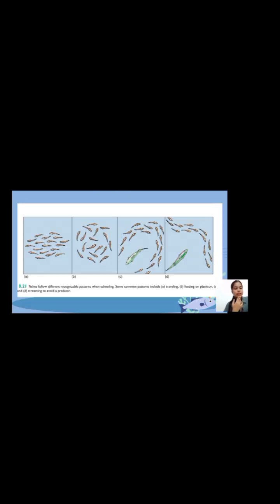So, this is examples of schooling. Fishes follow different recognizable patterns when schooling. Some common patterns include A. Traveling. So, if mag-travel sila, they often use inana nga swim, like, pana lang for travel.